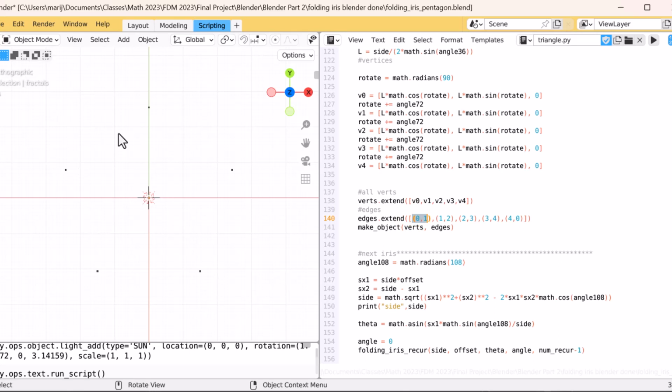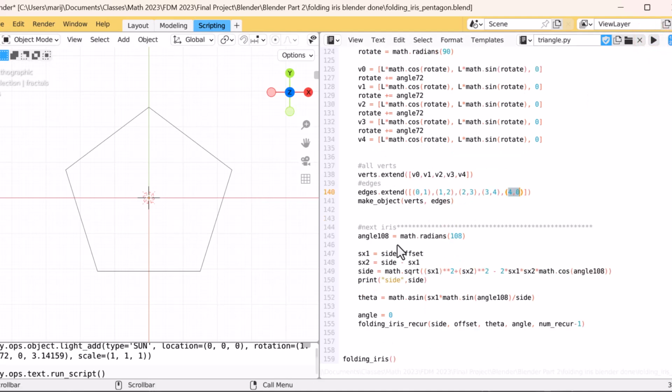0, 1 would be that line over here. 1, 2, 2, 3, 3, 4, and then 4 has to go back to 0. So when you get to vertex 4, you got to get back to 0. So that makes the edges. You see, there it is.